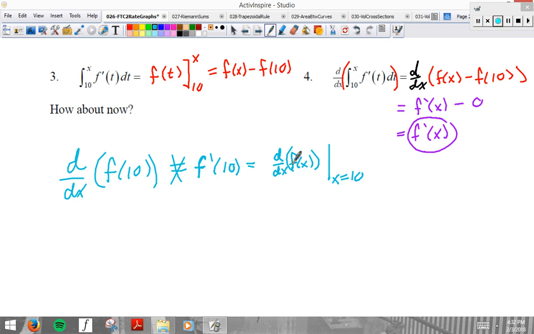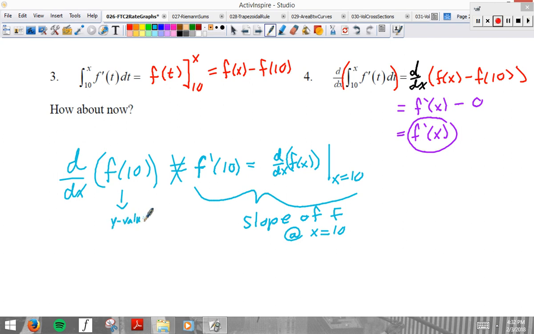That order gives us the slope of f at 10, whereas this gives me just the y value. And then I take the derivative of some y value, some number. So this side is always 0. This side could be any number. Okay? Just a quick aside.